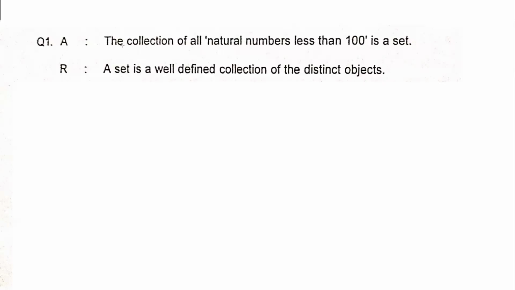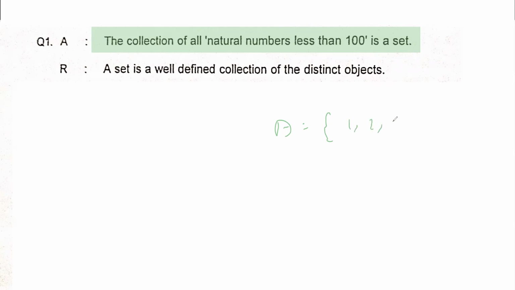Next is an assertion-reasoning question. It says the collection of natural numbers less than 100 is a set. How do we define a set? It is a well-defined collection. That's 1, 2, 3, up to 99, the natural numbers less than 100. And they're saying the reason here is that a set is a well-defined collection of objects. Yeah, that's the definition. So we'll say that it is a correct assertion and the correct reason, and the reason is the correct explanation of the assertion.